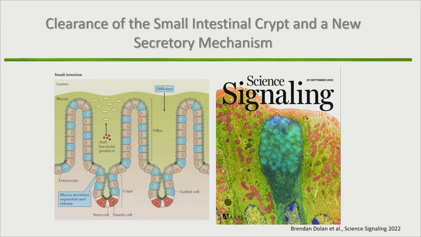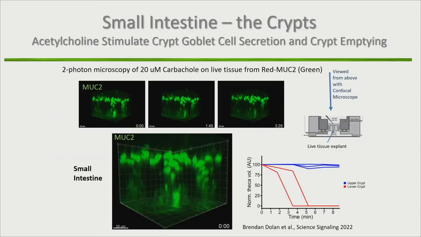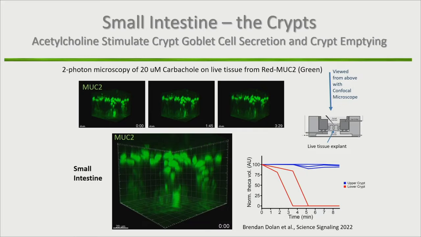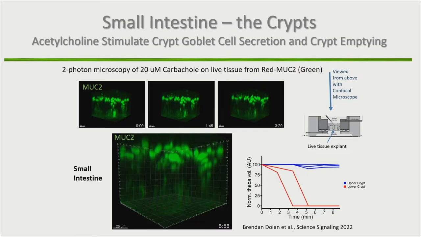So we had a recent paper in Science Signaling, and that is in the small intestine you have a mucus layer which is in the mouse affected by CFTR, and that's why it's easy. We have published a number of papers on that before, and we know quite a lot about that. The interesting thing is that by acetylcholine you can clean and empty the crypts. So this is a system for cleaning them from bacteria if they enter into the system.